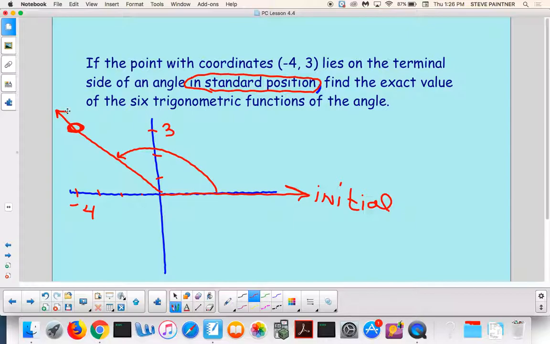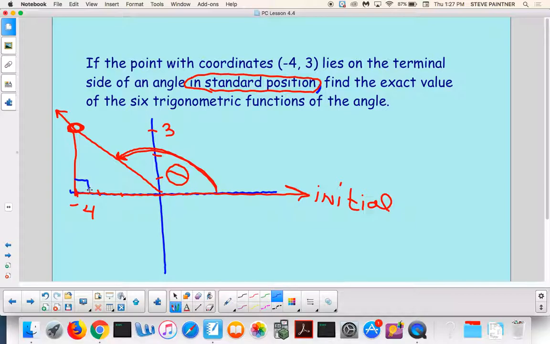Find the exact value of the 6 trig functions of the angle. Well, the angle you drew is right here. This is theta. You just drew that angle. It landed right on -4, 3. But how are you going to do any of these trig functions? There's no right triangle. You create it. You jump on the terminal side, and I'd probably jump right on -4, 3, and go where? Down. Back to the origin, and bingo, you got yourself a right triangle.